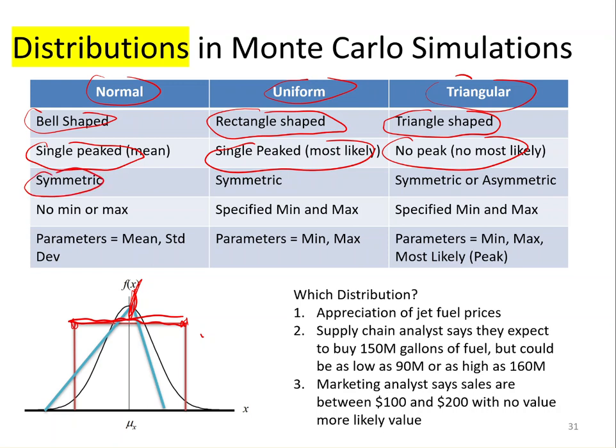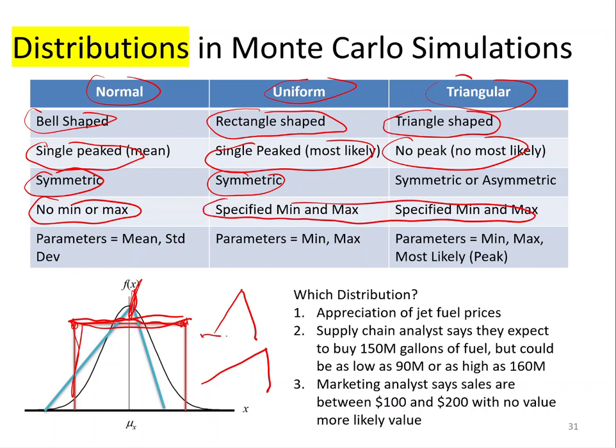In a normal distribution, it's symmetric. In a uniform distribution, it's symmetric, meaning it's just a rectangle. And in a triangular distribution, it could be symmetric or asymmetric. It could be symmetric like that, or it could be asymmetric like this. Both of those are triangles, but they could be asymmetric or symmetric. In a normal distribution, there's no min or max. You have random variables, they're less and less likely in the tails. In the uniform and in the triangular distribution, there's absolutely a min and a max at the points in which the rectangle or triangle touch that axis.